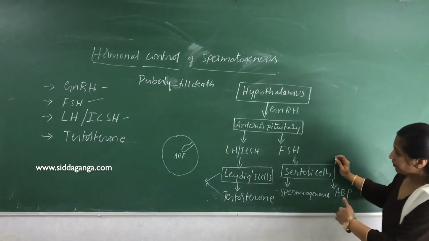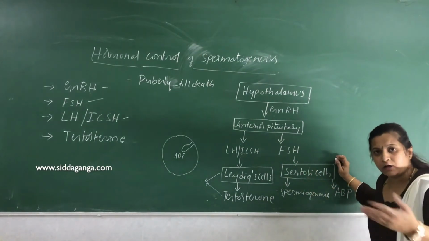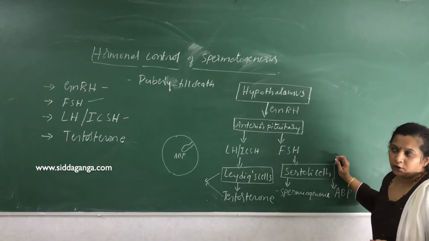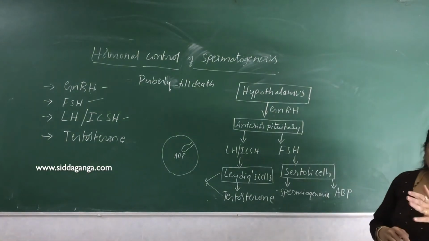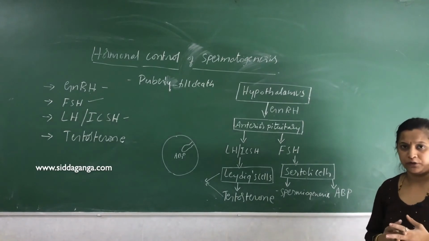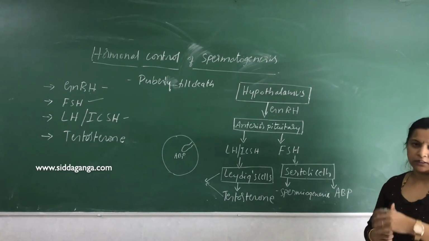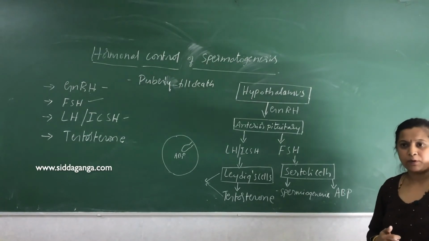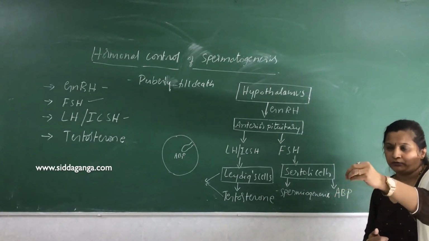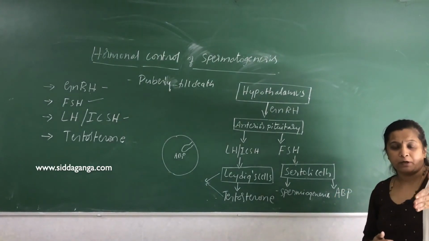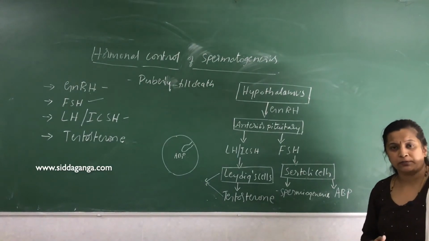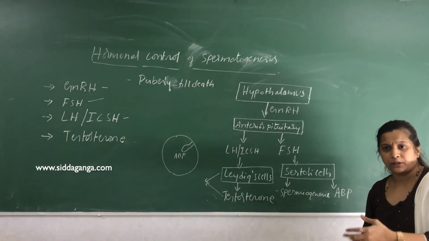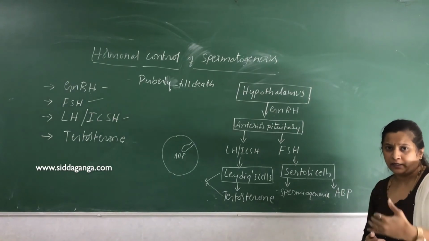FSH also acts on spermatogonial cells and stimulates the process of spermatogenesis. The spermatogenesis process is a continuous process. The germ cells undergo repeated mitotic division and produce more and more spermatogonia. Some spermatogonia will enter the spermatogenesis process, and the remaining spermatogonia again act as stem cells. They again undergo mitosis, produce more and more spermatogonia, and those spermatogonia will also carry out the spermatogenesis process. In this way, the sperms are continuously produced in the testes.